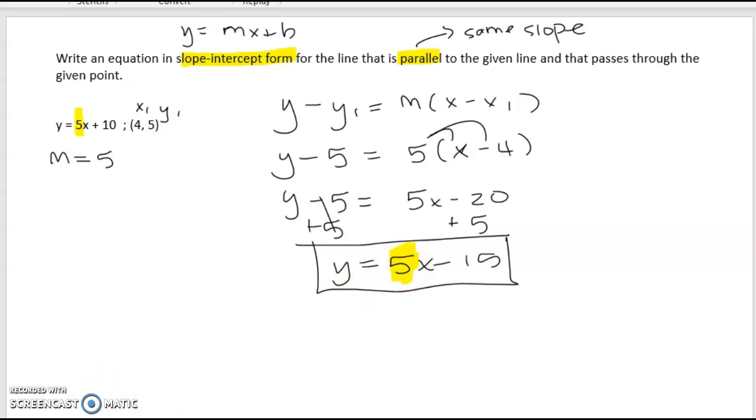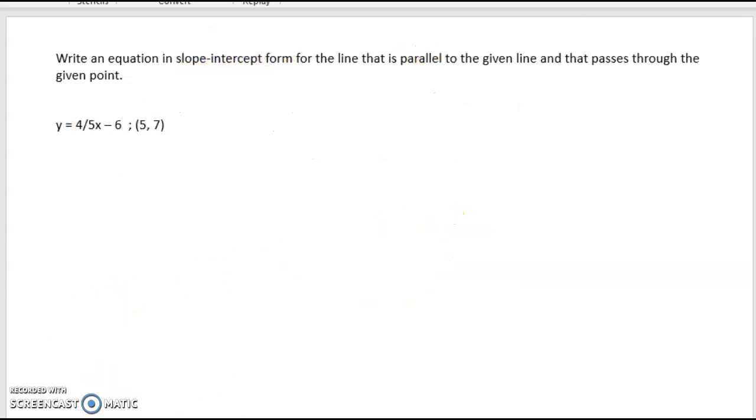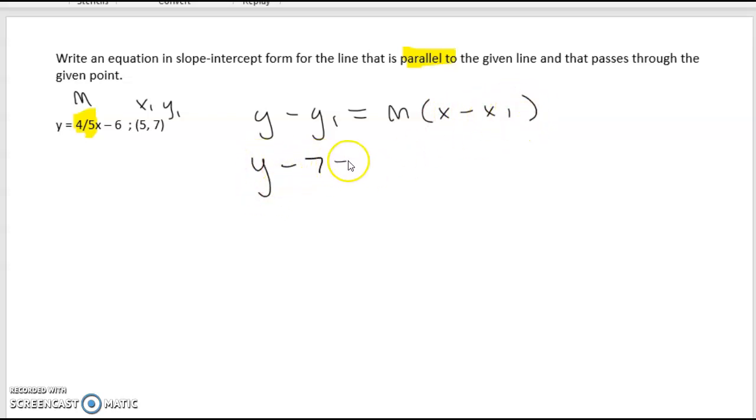So let's look at another. For this problem, I need my line to be parallel to this one. So I need it to have a slope of 4/5. And then I need it to go through this 5, 7. So that's my x1 and my y1. Y minus y1 equals m times x minus x1. So y minus 7 equals 4/5 times x minus 5.